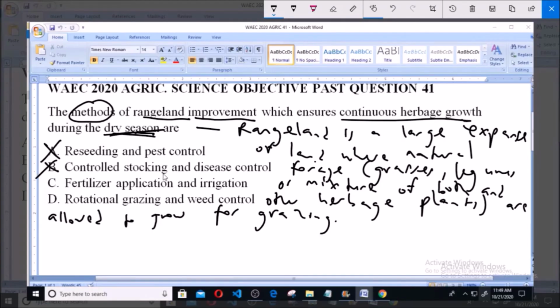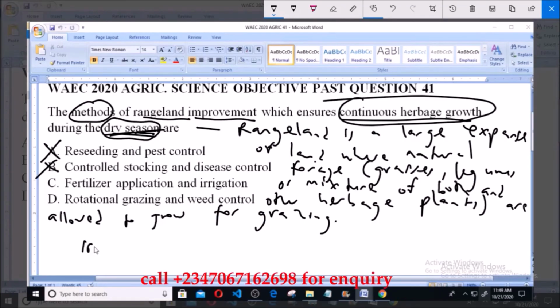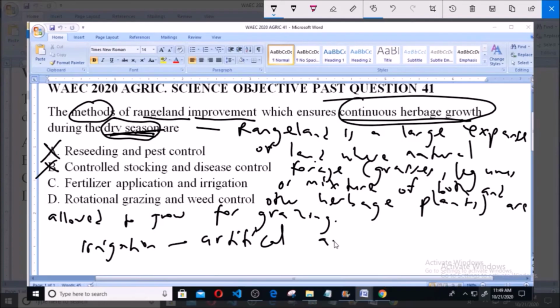And option C says fertilizer application and irrigation. Fertilizer application and irrigation will not only ensure that the herbage continues to grow, but it will also help the herbage to continue to grow during dry season, as irrigation involves the artificial application of water.